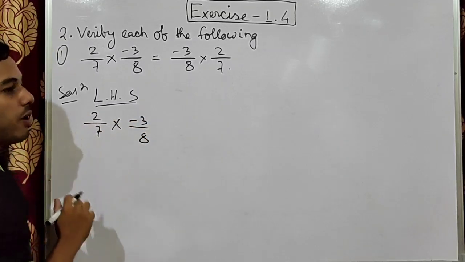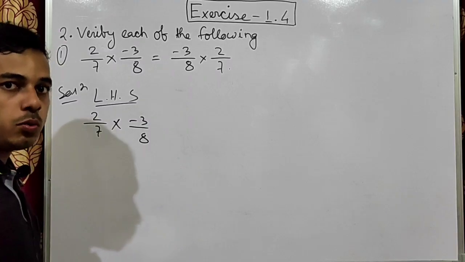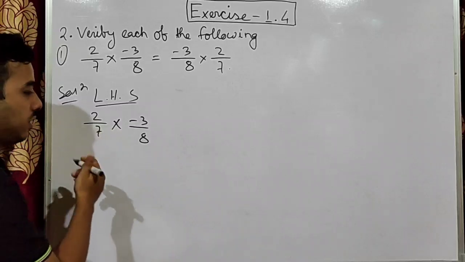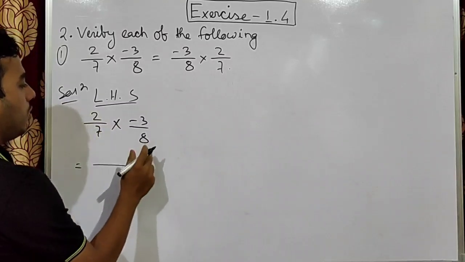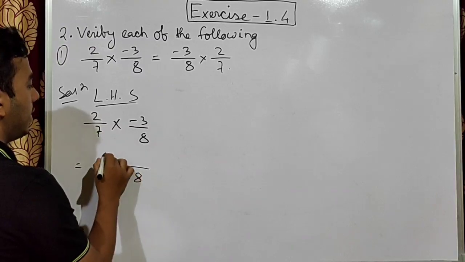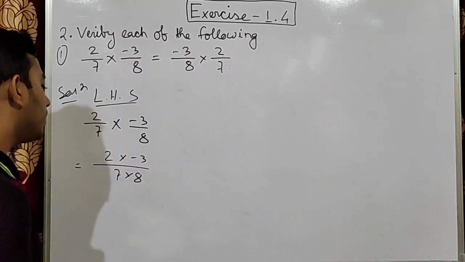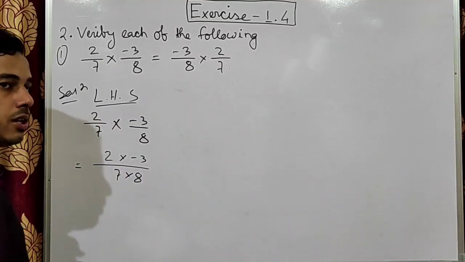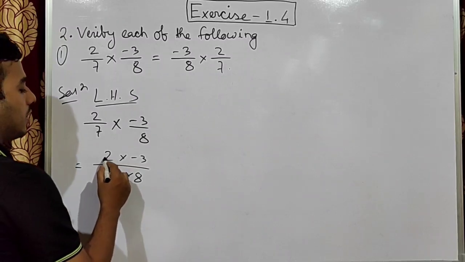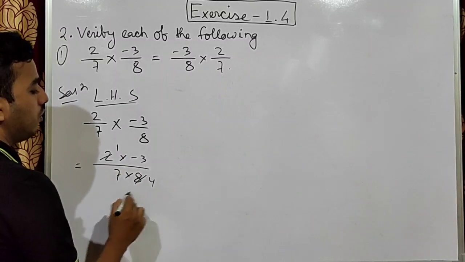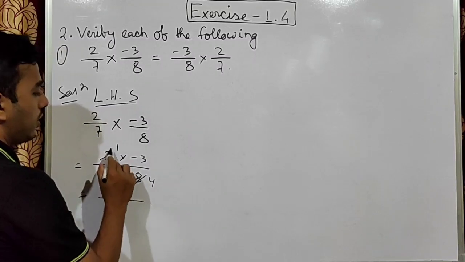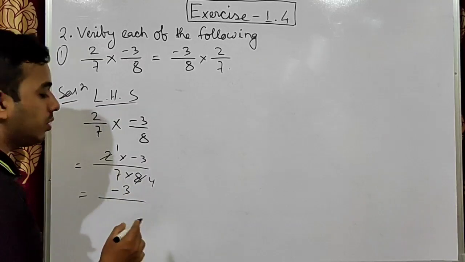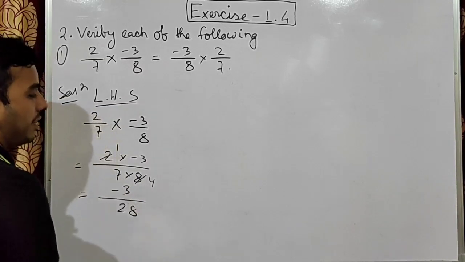Now we know how to find the product. In just the previous question number 1, we found the solutions like this, that is, we found the products. In this case also we will find the product, that is 7 into 8, then 2 into minus 3. Clear? Very good. Now here you can cancel like this also, 2 into 4. Let's cancel. 2 into 1 is 2 and 2 into 4 is 8. So left is 1 into minus 3, so it will be minus 3, and 7 into 4. 7 into 4 is 28. So LHS is minus 3 by 28.